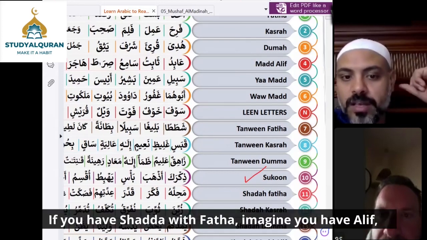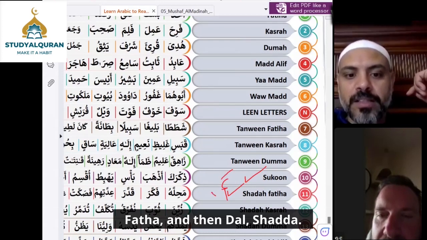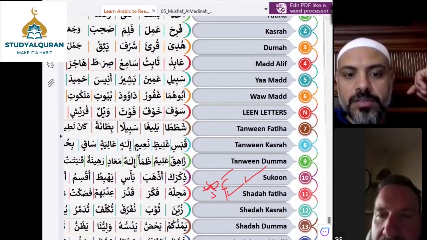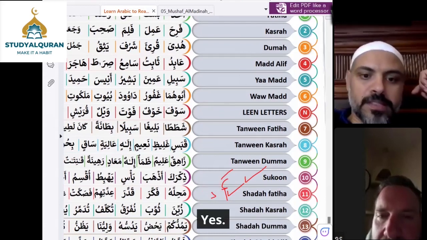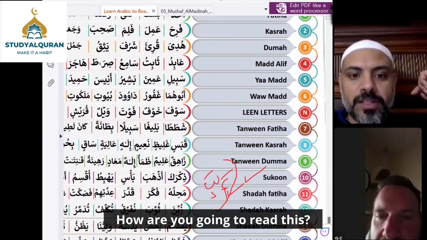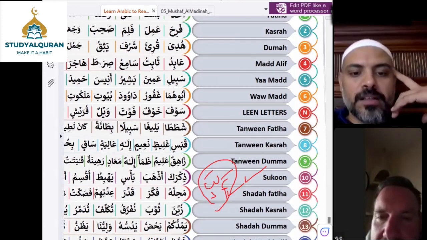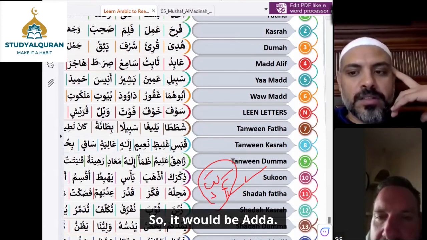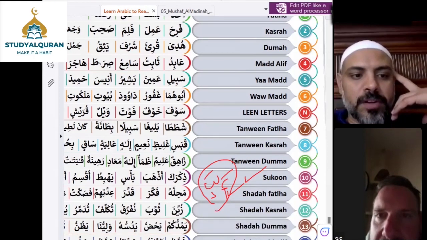Okay, if you have shadda with fatha, imagine you have alif fatha and then dal shadda. What does shadda look like? Like a W. Yes. And shadda with fatha, how are you going to read this? What's the second letter? It's alif, and what's the second letter? Dal. So it would be ad-da. Perfect.